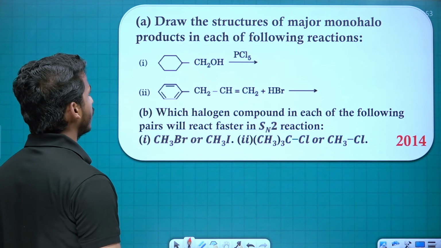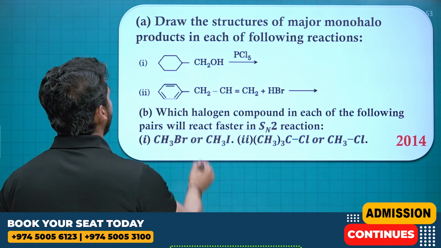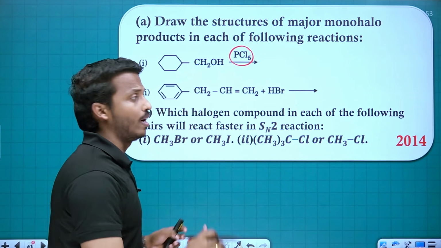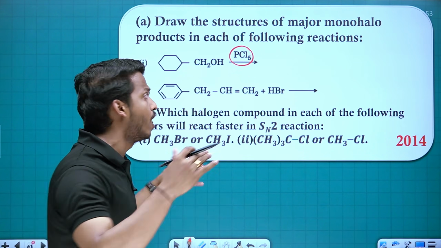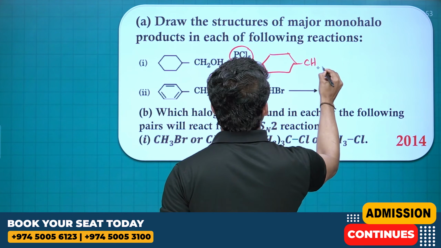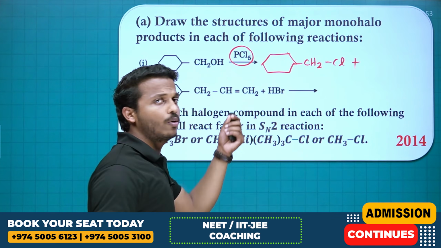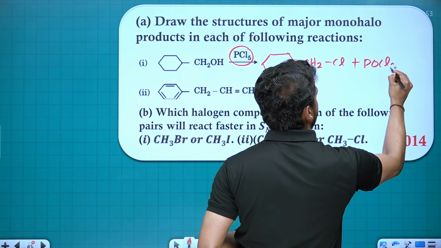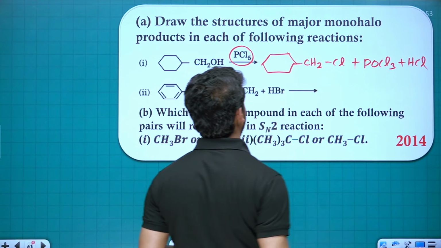Draw the structure of the major product. 2014, my dear. This is an alcohol. Alcohol reacts with PCl5. You will get chlorine, right? PCl3, PCl5, all of them, chlorine comes to the chain. So cyclohexane with the CH2Cl. You know the byproducts you get with PCl5: you will get POCl3, phosphoryl chloride, along with HCl.